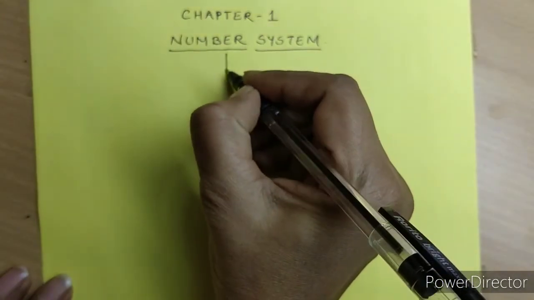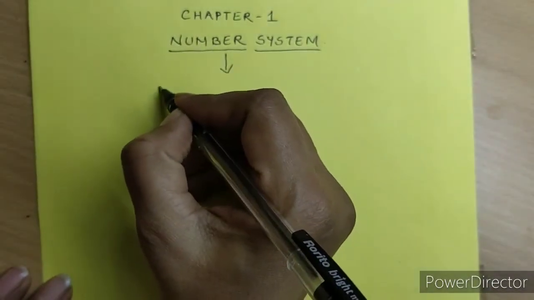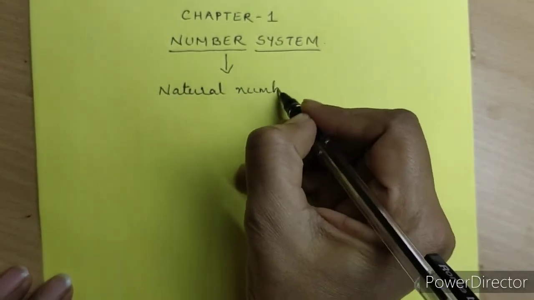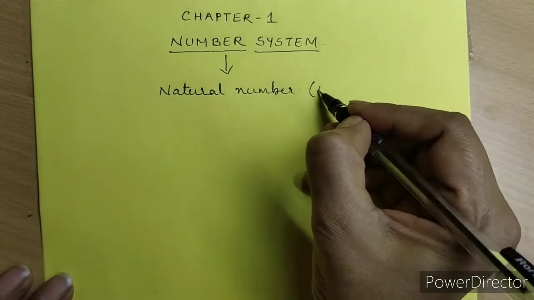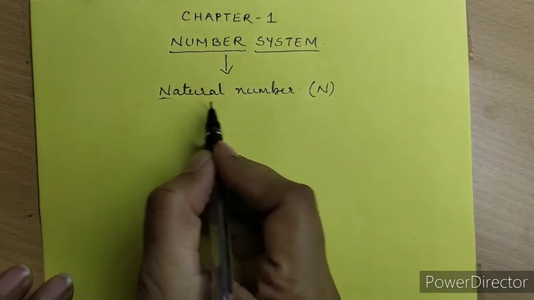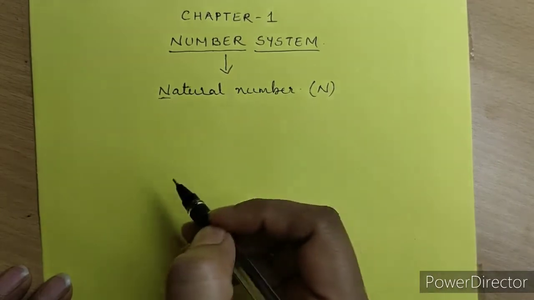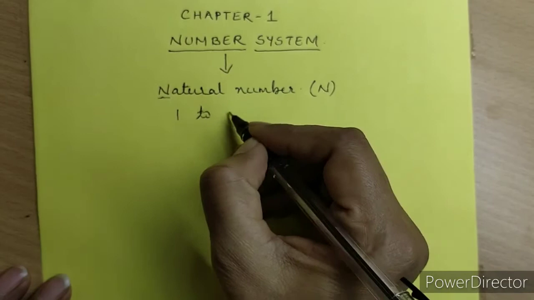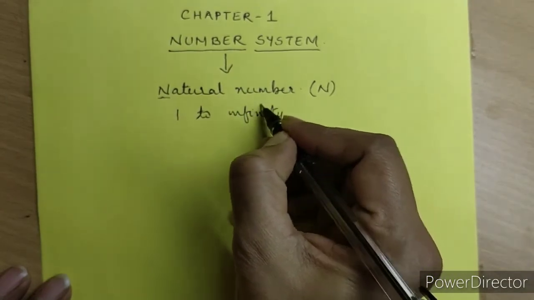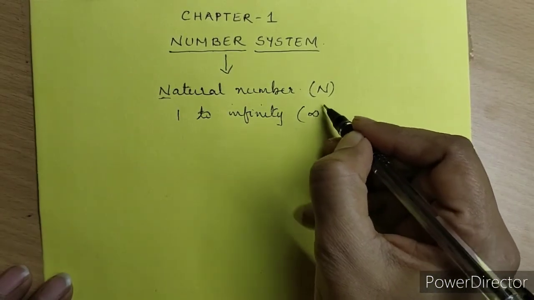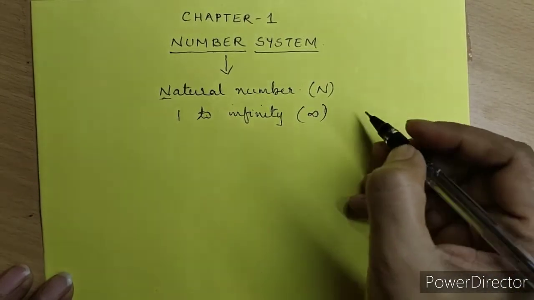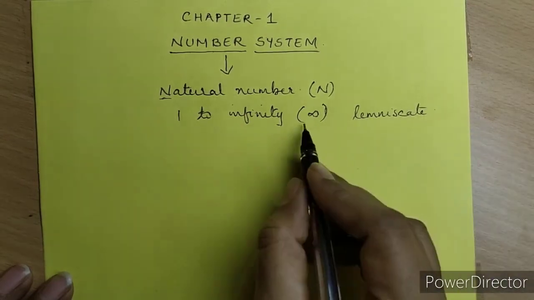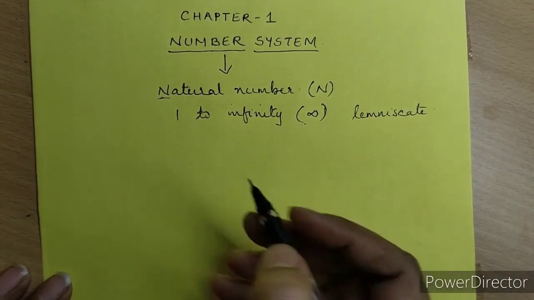Number system starts with natural numbers. Natural numbers are denoted by capital letter N, which is the first letter of natural numbers. Natural numbers can be called counting numbers also, since they start from 1 to infinity. Infinity can be represented by this symbol, and it is also called lemniscate.